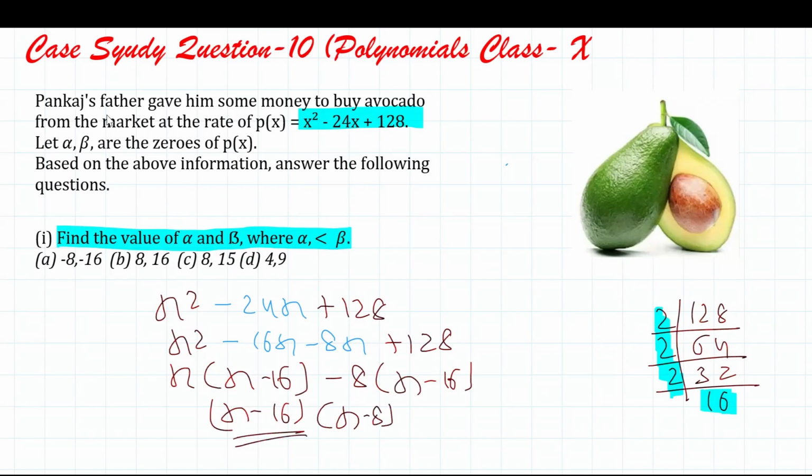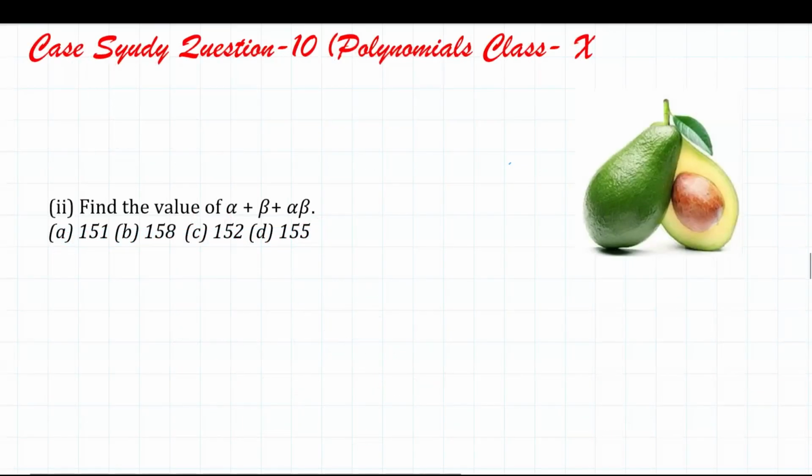Equating this with 0, we'll get x as 16. And equating this with 0, we'll get x as 8. So 8 and 16 are the zeros of the polynomial. They're saying alpha is smaller than beta, so first we write alpha and then beta. So first 8 and then 16. So option B is the correct answer for this question.